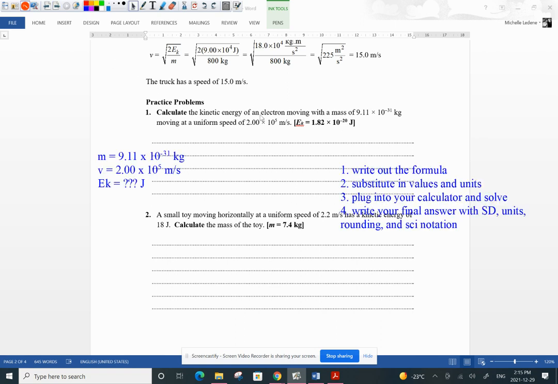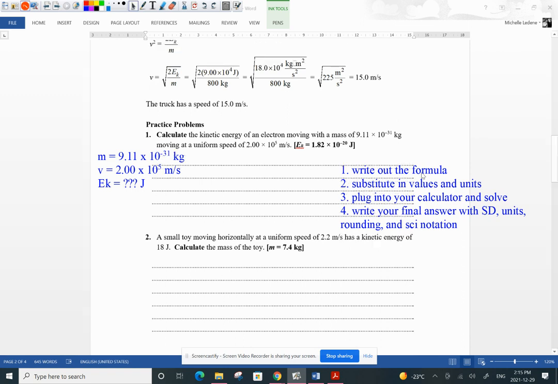We've got the mass of the electron, 9.11 times 10 to the negative 31 kilograms. That's 3 sig digs there. And then we also have the speed, 2.00 times 10 to the 5, so another 3 sig digs. Remember, exponents do not count in scientific notation, only the digits out front. So 9.11, 2.00, we've got 3 sig digs. This one is nice and straightforward, just plug values in. We're looking for kinetic energy, EK.